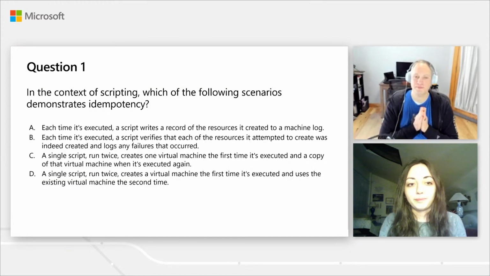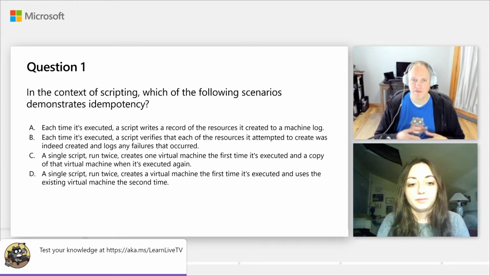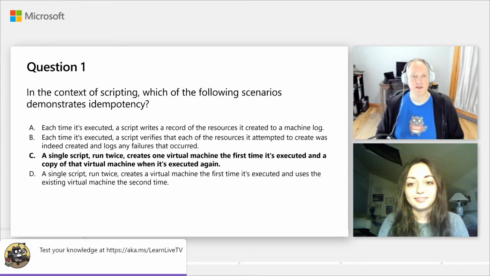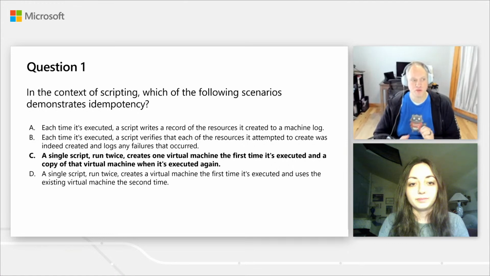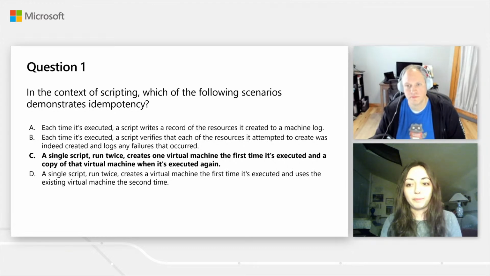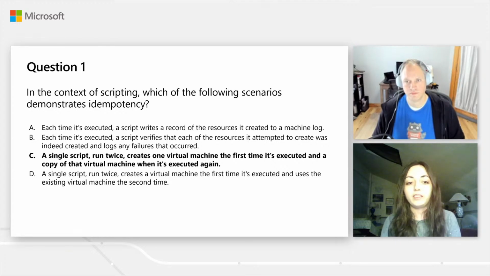So, question 1. In the context of scripting, which of the following scenarios demonstrates idempotency? So we're going to leave the question up, and Foteini, you and I will walk through the different answers here as the audience has a chance to try out the answers as well. All right. What do you think about C, which is a single script run twice, creates one virtual machine the first time it's executed, and a copy of that virtual machine when it's executed again? So in this case, we create a virtual machine the first time and an identical virtual machine the second time. This scenario does not demonstrate idempotency because idempotency means that the script run twice produces the same result and has the same effect on the system.